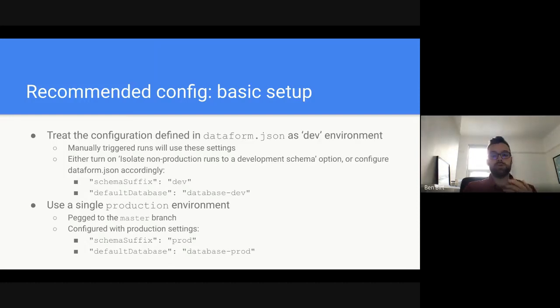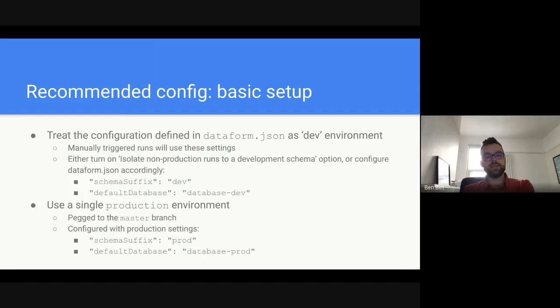That said, I know that there are some people that don't want to switch this option on. They're a bit worried about cost, and that's very reasonable. You can just override some settings inside dataform.json to set your dev environment apart from anything you might want to run in production. So you could set the schema suffix to dev, or if you're on GCP or Snowflake, maybe you want to create a whole new, separate database, and you can override the default database too.